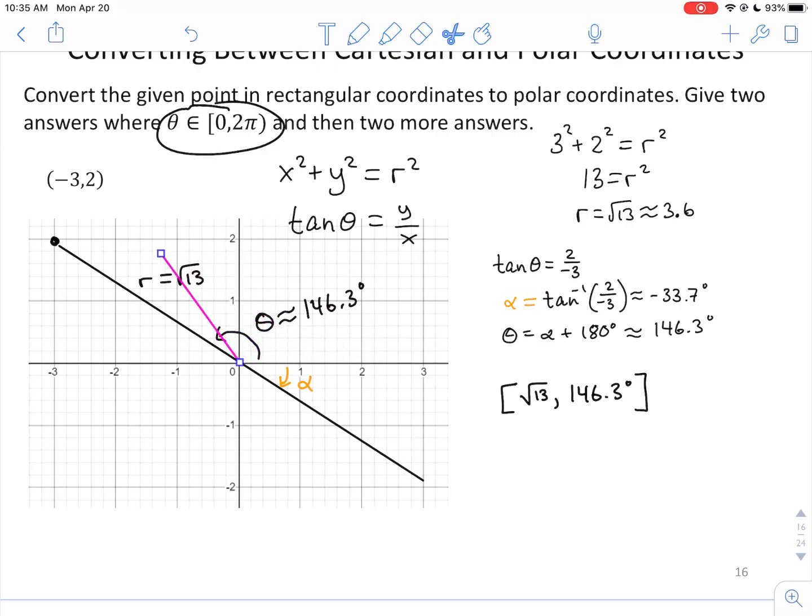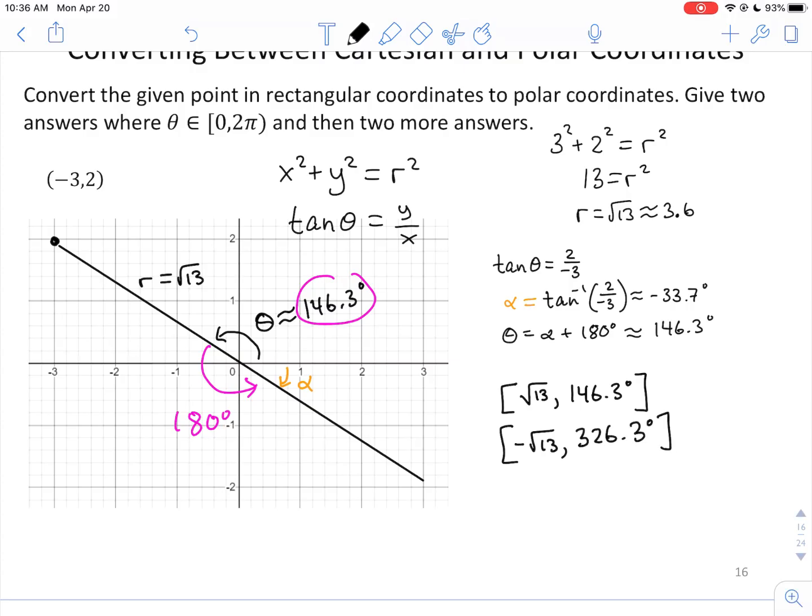So we want to make sure we get the right trajectory. So obviously here's one trajectory answer. But then we want to rotate enough so that we're pointing this way, but then do a negative r to make sure we actually wind up going over here. So a second angle I could use is take this angle right here and go another 180 degrees. And so a second answer would be negative radical 13, and add 180 to this, we're going to get 326.3 degrees. And these are the only two ways that you can describe this point, insisting that you use an angle between 0 and 360 degrees.